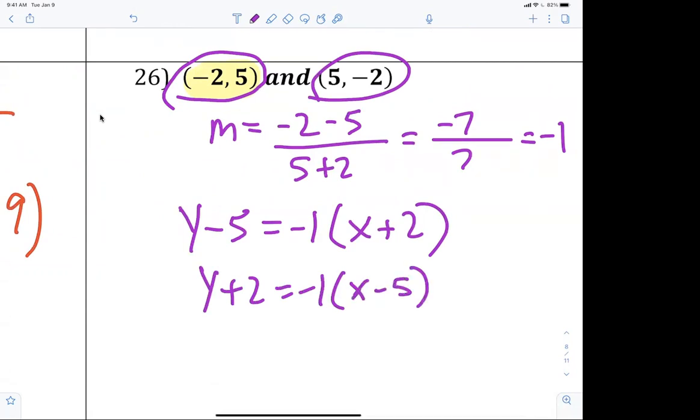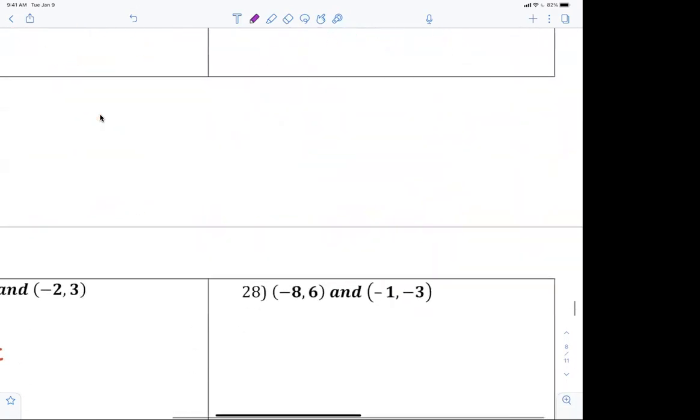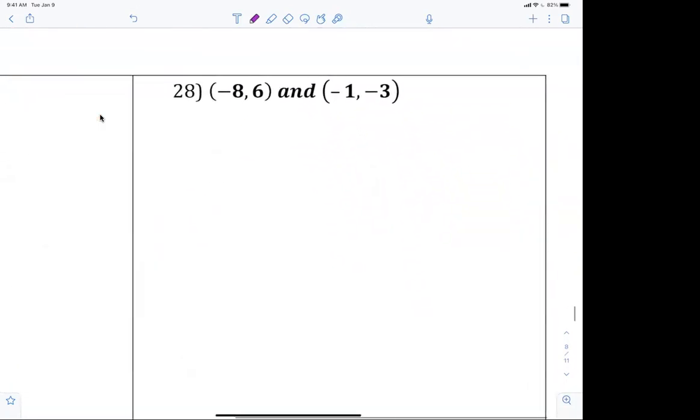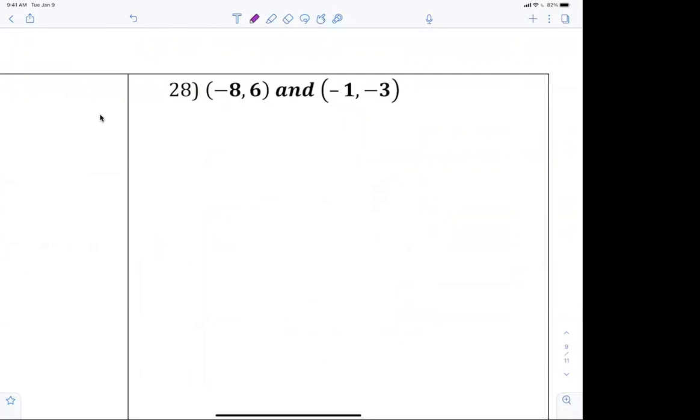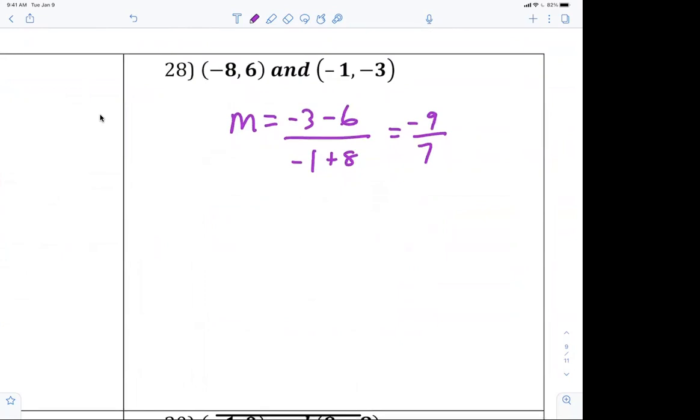You with me? Okay. Miss Pancholi, 28, go. M is equal to -3 minus 6, over -1 plus 8. So then that's -9 over 7. 7 goes in the 9? No, just leave it like that. Yes, improper fraction is way better.